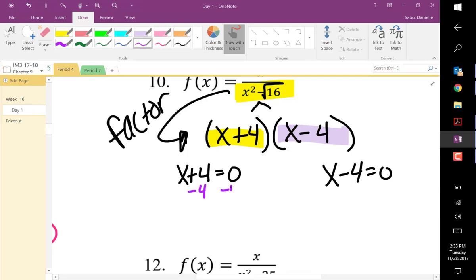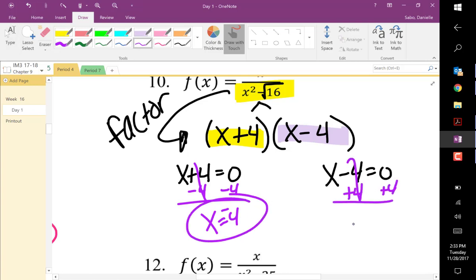Subtract it. That's gone. That's one of them. And how do I get this one over? I already just told you. Add it. Okay, so what does that mean? That means that I can't have 4 or negative 4 when I'm doing this kind of function.